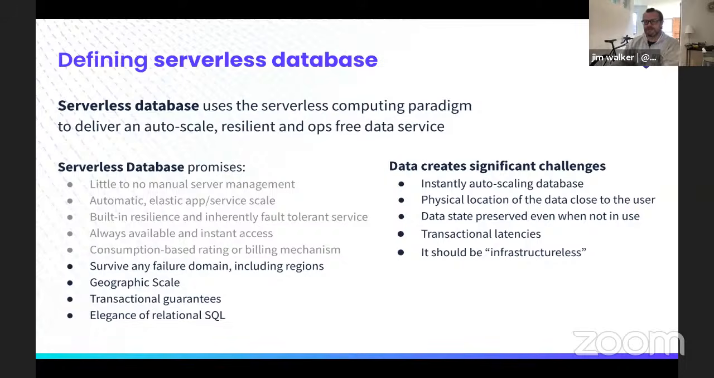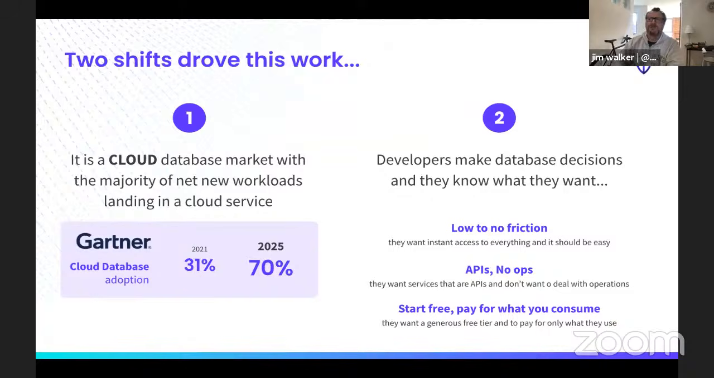So when I think about serverless, it's some principles. I think people use it in some tools. And then serverless database takes those principles and applies it to the database. That's the way that we think about these things. Now, we built CockroachDB Serverless as a result of two major shifts that we're seeing. Number one, pretty much every net new workload that we're seeing is landing in a cloud service. Number two, the adoption of CockroachDB Dedicated has just been phenomenal since we introduced that a couple of years ago.